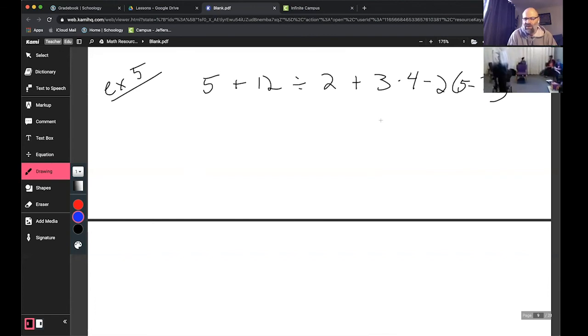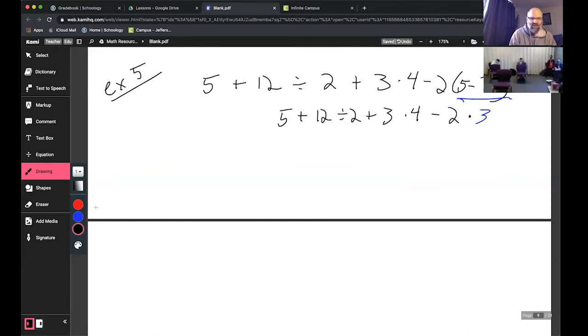So what do you do first? You do the parentheses first. So that's just 3, right? Everything else, I'm just going to rewrite. So this is 2 times that. So this is 5 plus 12 divided by 2 plus 3 times 4 minus that. Okay. Next step, what do you do next?